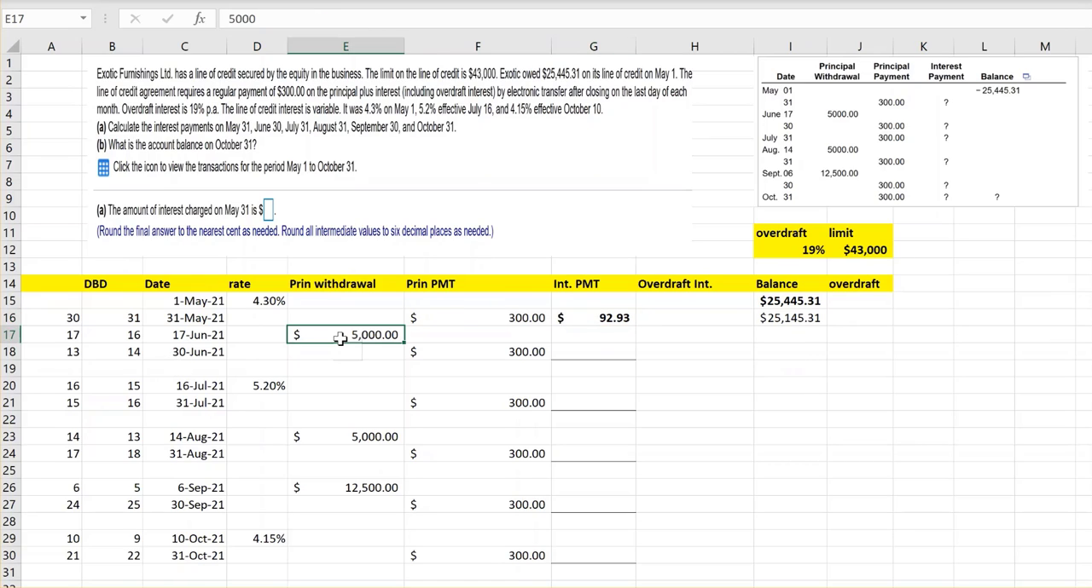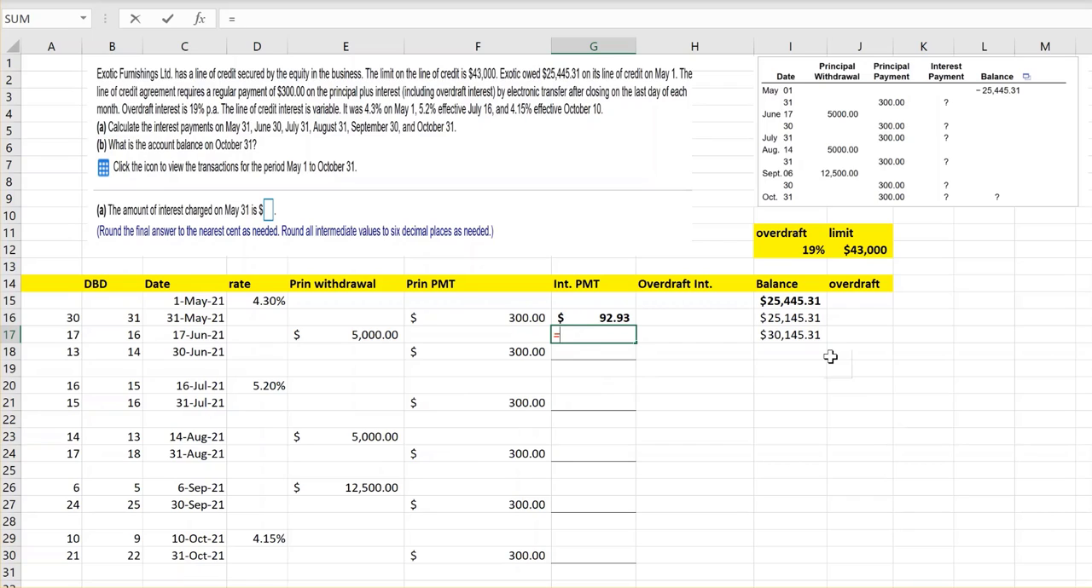The reason I stopped on this date is because there's another principal withdrawal of $5,000. So I know that the new balance is the 25,145 plus the 5,000. However, I do need to calculate interest up to June 17th. I need to calculate the interest there because the balance has changed. So if the balance changes, you must calculate the interest.